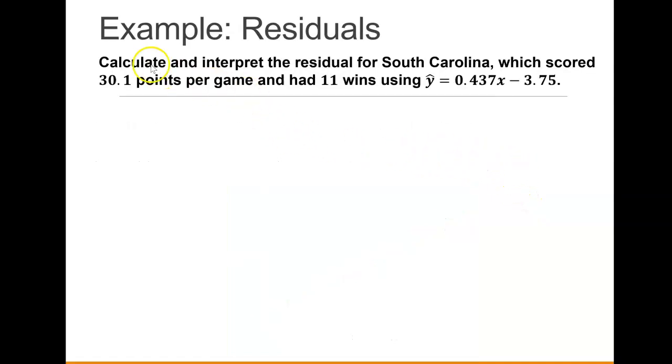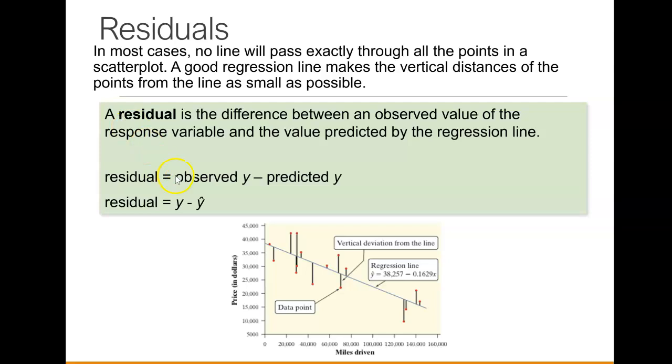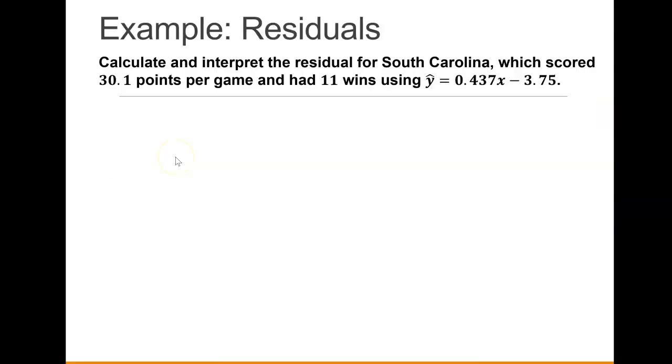All right. So calculate and interpret the residual for South Carolina, which scored 30.1 points per game and had 11 wins. And we're going to be using this regression equation. So the residual is y actual minus y predicted, right? Everybody's okay with that? Okay.